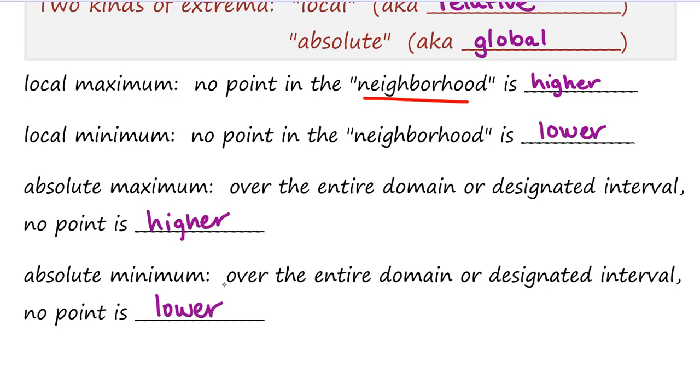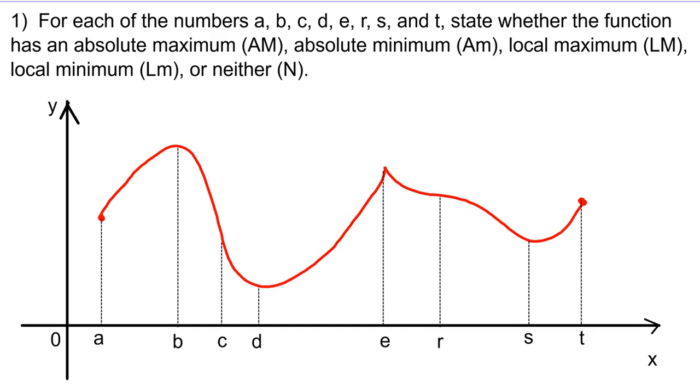So let's take a look at some examples. So here's a graph. And we have a closed interval from A to T, and we're going to look at each of the numbers A, B, C, D, etc., and state whether there's an absolute maximum, an absolute minimum, a local maximum, a local minimum, or neither at that point. And notice that I have some shortcut notation there. So capital M for maximum, lowercase m for minimum, A for absolute, L for local.